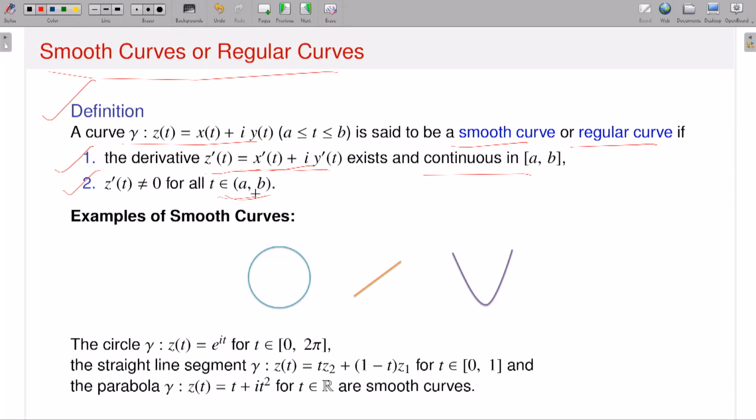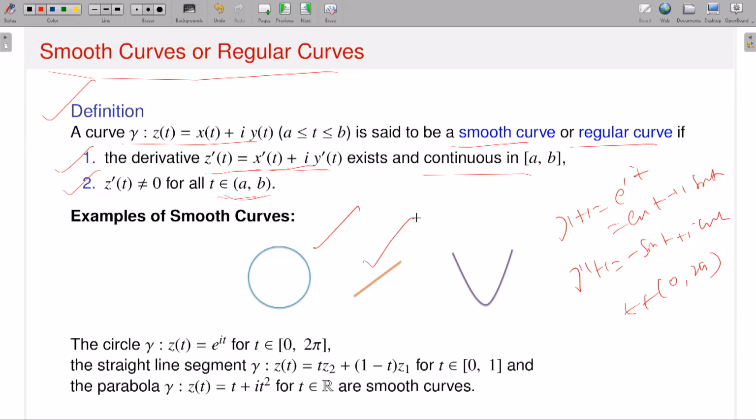to b. Okay. So for examples of smooth curves, again just go to the circle, gamma(t) equals e to the it, right? So what is the derivative? The function is cosine t plus i sine t, right? The derivative, gamma prime of t, is minus sine t plus i cosine t. So that is also non-zero, right? If t runs over the open interval from 0 to 2 pi. So therefore this is what is called a smooth curve or regular curve.